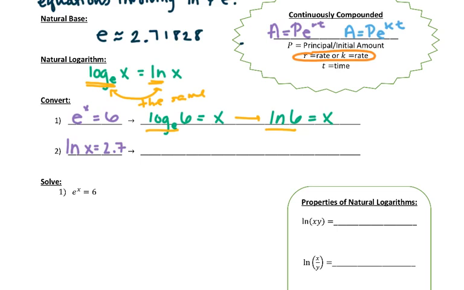This next one, what I tend to do is, again, instead of writing the natural log, I am going to write it as log base e of x is equal to 2.7. That way, I can see what it is I'm working with here. Then when I go to convert it, my base is e to the power of 2.7 is equal to x. And then I converted it. Okay.